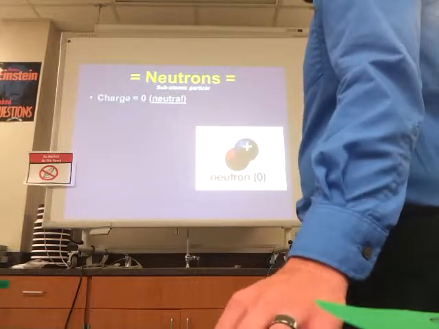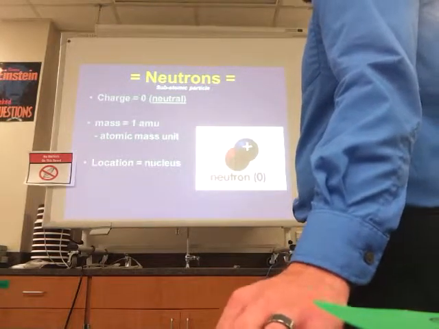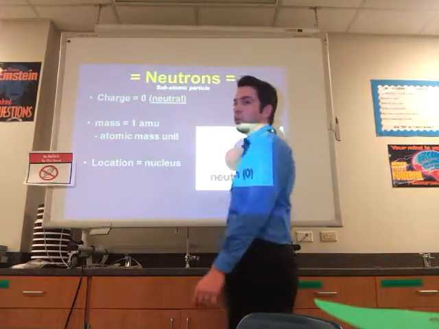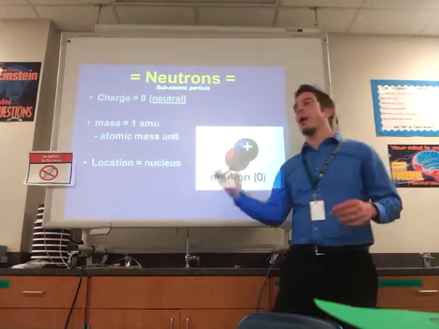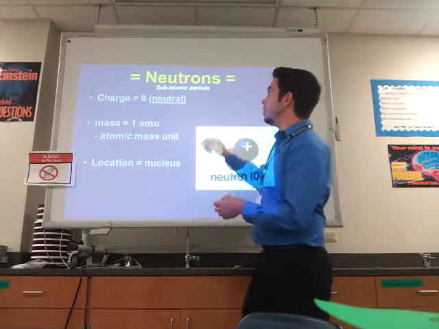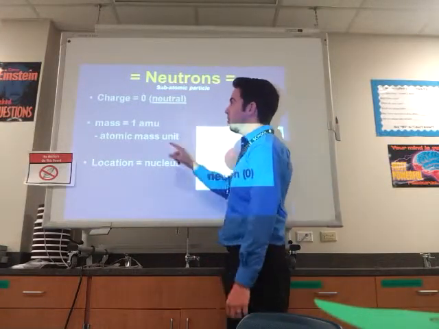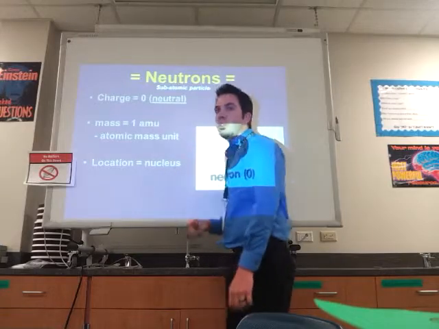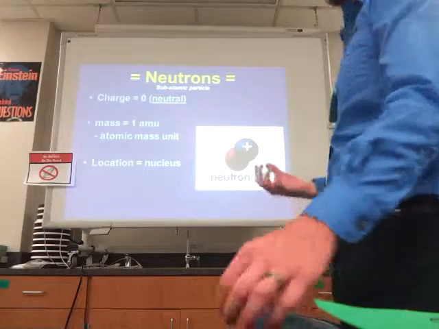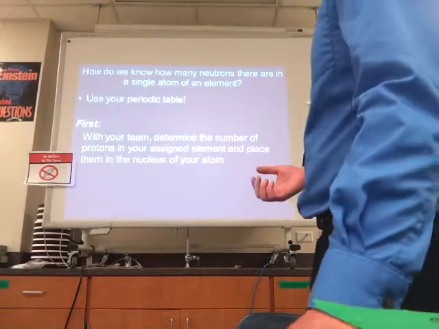Looking at neutrons. Neutrons are the same as protons with 1 key exception. They're neutral, they have no charge. Protons are positive. They're located in the nucleus and they have a mass of 1. Neutrons are not positive, they're neutral. Mass of 1, location nucleus. So as a general rule, all of the mass of an atom is located in the nucleus.